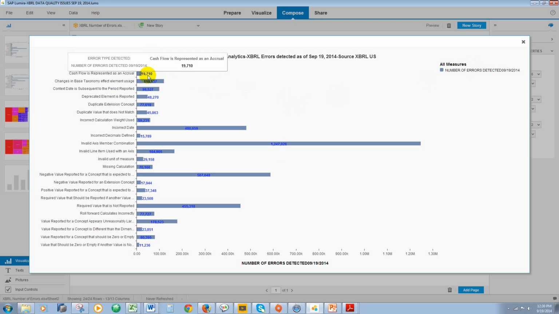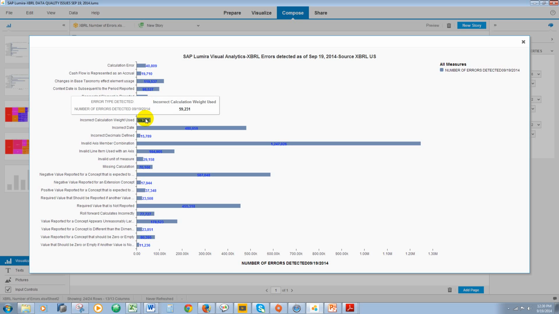And some of the other errors are like change in base taxonomy, affect element usage, so that stands at 119,537, which is affecting the comparability of the data. And then we have some of the other major errors. Incorrect calculation weight used, so this is affecting the accuracy of the data, so that stands at 59,231.